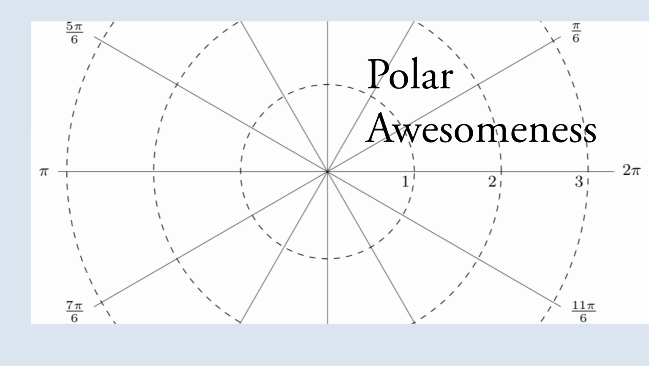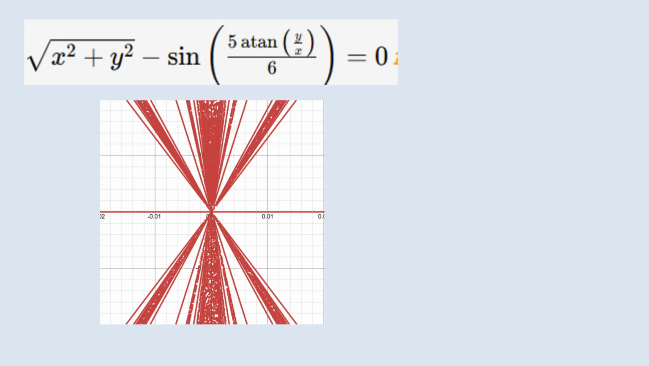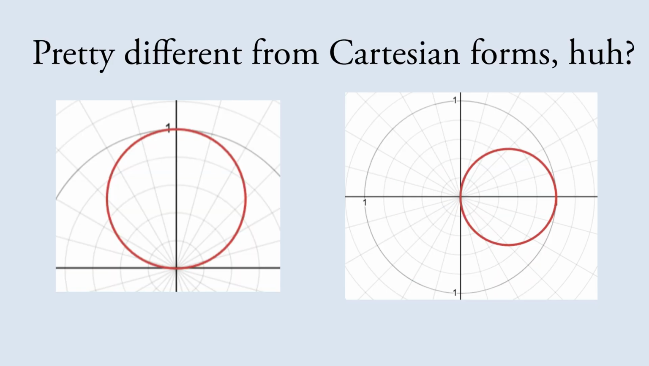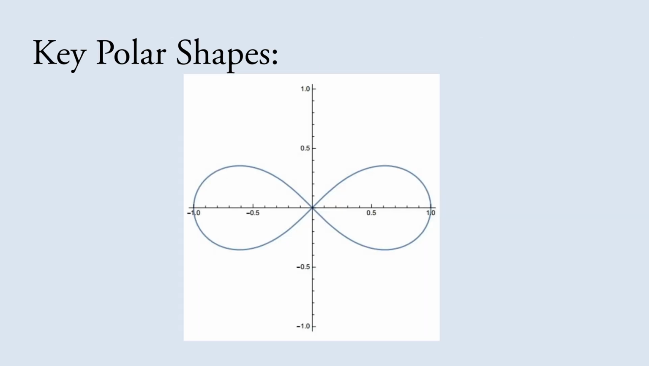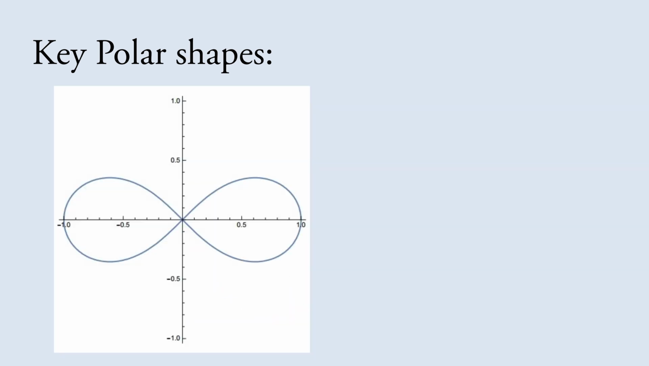You can do sick stuff in polar graphs, like graph this, which looks like this in Cartesian, but also like this in polar. Funnily enough, sine of x and cosine of x are boring in polar coordinates. There are a few key kinds of polar shapes, which are like the equivalent of quadratic, exponential, and sinusoidal in Cartesian. These are lemniscates, limaçons, cardioids, spirals, aka Archimedes spirals, and roses.